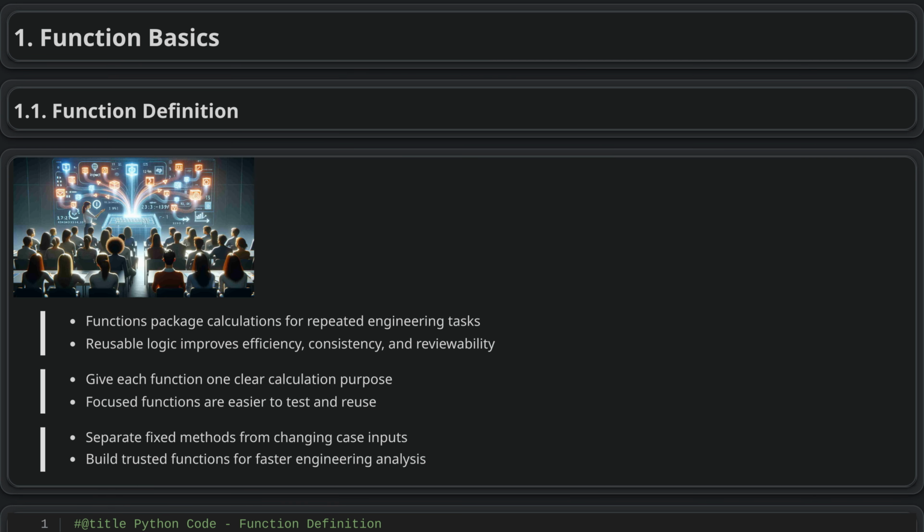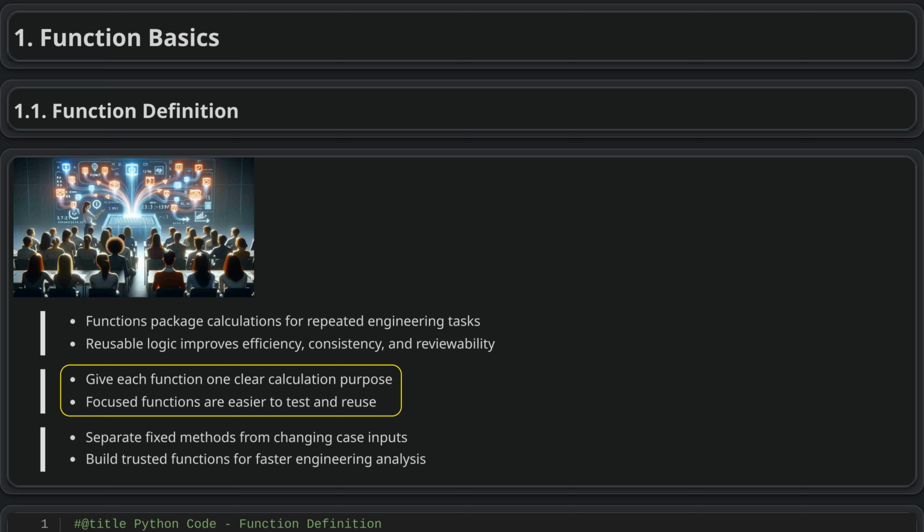Function basics. Function definition. In chemical engineering, a function is a reusable way to perform a specific calculation. Instead of repeating steps for tasks like pressure drop, heat duty, or gas flow estimates, engineers define the calculation once and apply it under different conditions. This makes their work more efficient, consistent, and easier to review.